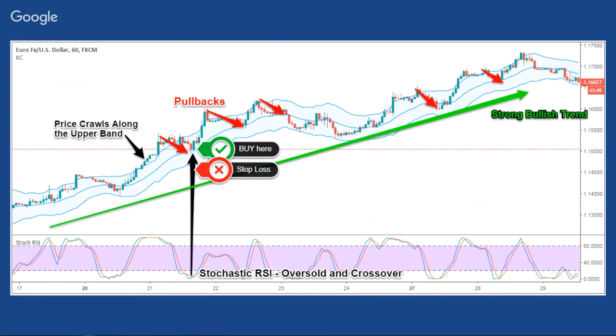So anyway, we're going to combine the Keltner channel with the Stochastic RSI indicator to trade pullbacks on strong trends. Remember, when the price hugs the top band, or the bottom band in the case of a bearish trend, you've got a strong trend. So the first thing you want to look for is your trend. And the way I trade, that's always the first thing you look for.